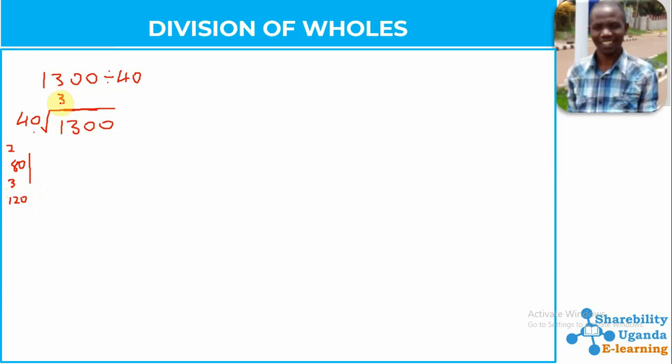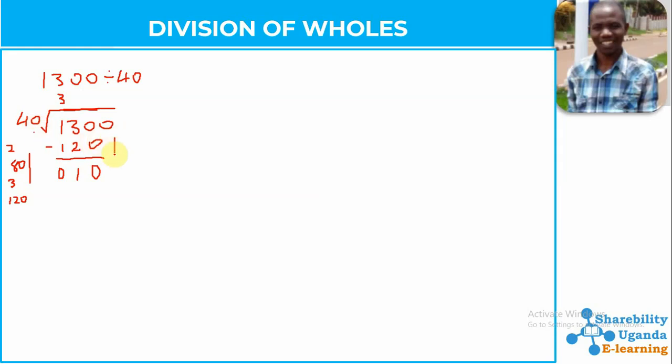When we say 3 here, that simply means we say 3 times 40, then we get 120. Once we get 120 here, we just subtract and see how many remain. We have 130 minus 120, so we remain with 10. When we divide 130 by 40, we get 3 remainder 10. This remainder, we see whether it can divide 40, which is still impossible.